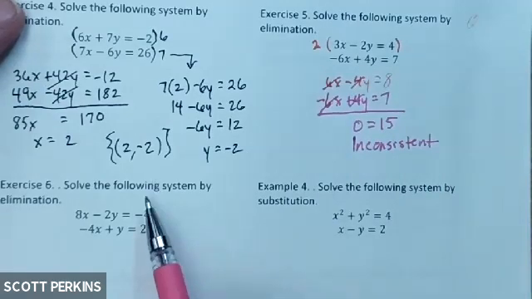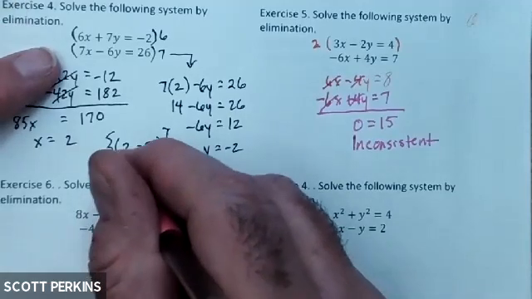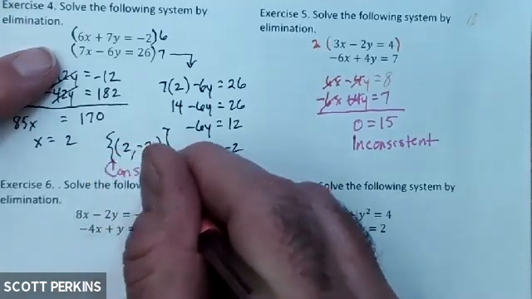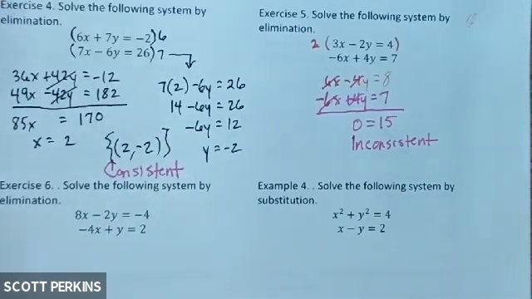All the other systems that we've done, like over here, we got the solution 2, -2. This is called a consistent system. When you get a solution, it's called a consistent system.